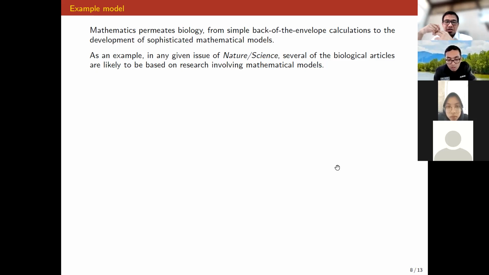Okay, for example, there is a very reputed international journal, Nature. I think you know Nature or Science journal. This is a very good international journal. Several of the biological articles in the journal are likely to be based on research involving mathematical models. So what they explain is about biological phenomena, but the research itself actually involves a lot of mathematical calculations that they present in the paper.